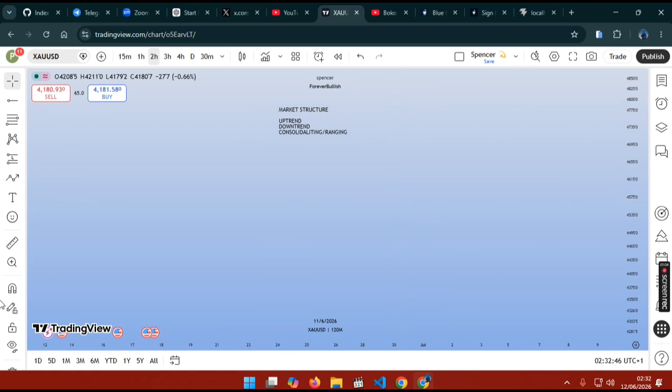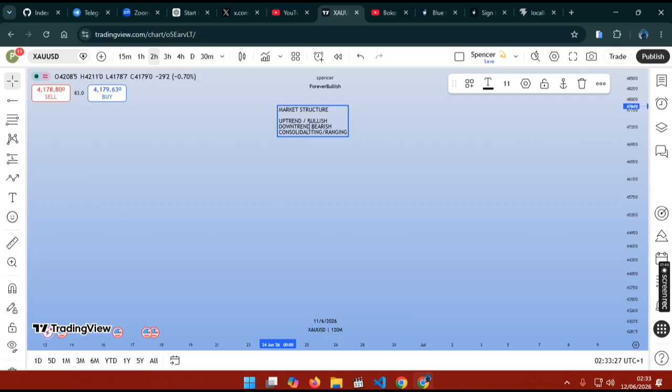Your uptrend market is also known as your bullish market. Then you can call your downtrend your bearish market. You might ask yourself, what's bullish and bearish?